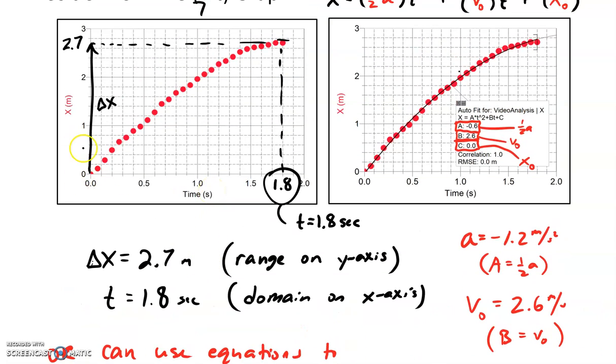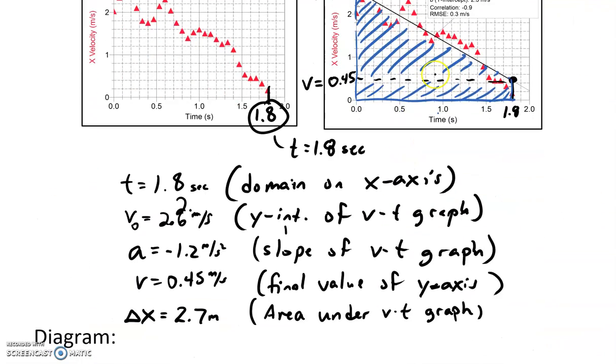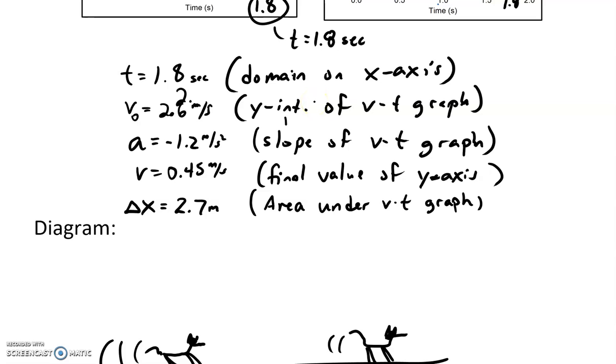So if you're given both graphs, you may want to use just the range on your xt graph to get delta x, since you'd have to do area or an equation if you were going to be using your velocity time graph to get the same value. Again, if you were missing any of these, let's say you didn't do area, you could easily do the equation.